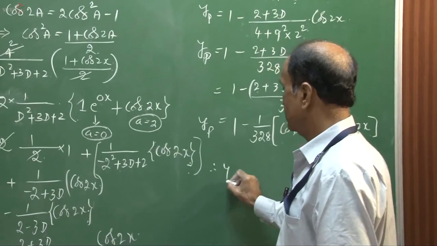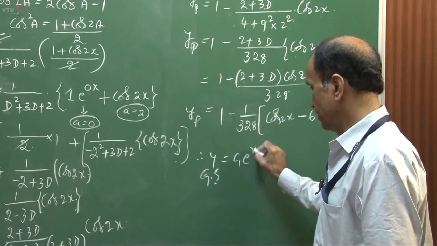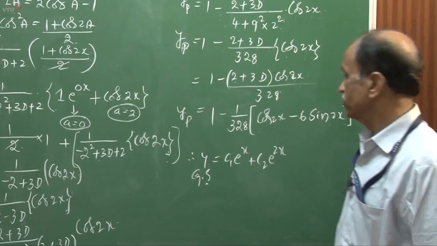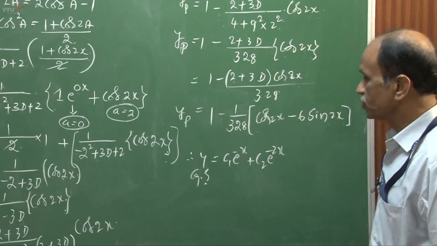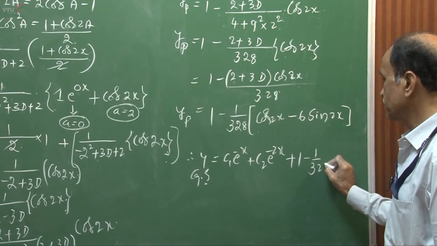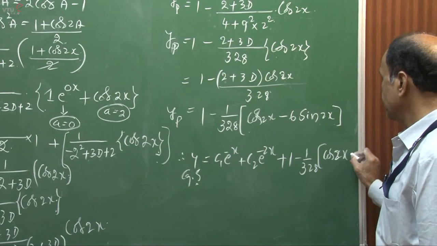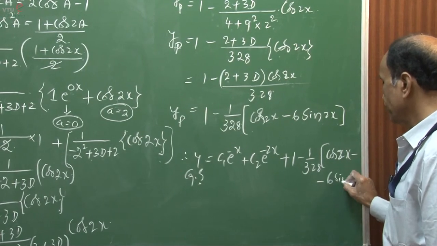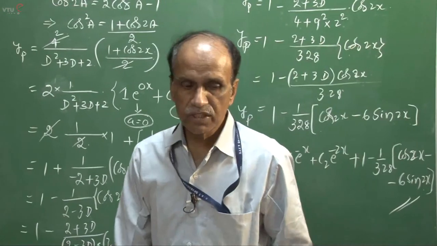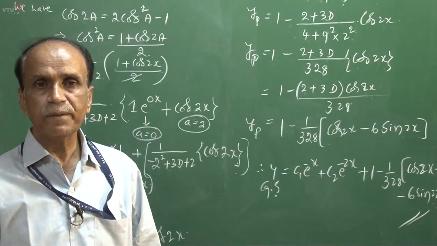Therefore y, the general solution, is equal to c1 e to the power x plus c2 e to the power 2x. I think you have taken the minus sign for the roots, plus the yp, which is 1 divided by 328 multiplied by cos 2x minus 6 times sine of 2x. So this is your final answer.